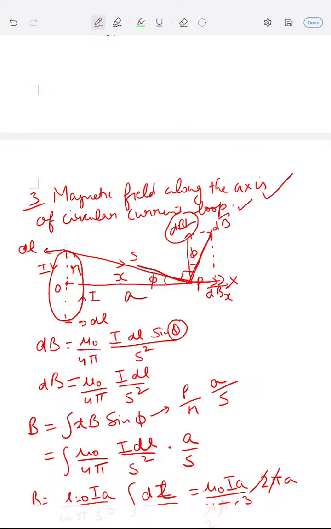So we have done 3 derivations today: along a long conductor, for a circular current carrying loop, and along the axis of a circular coil. I hope you understand the whole part. We will discuss the next part later. So these are the 3 derivations.